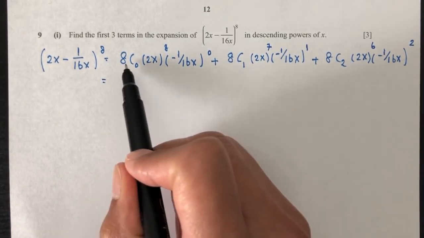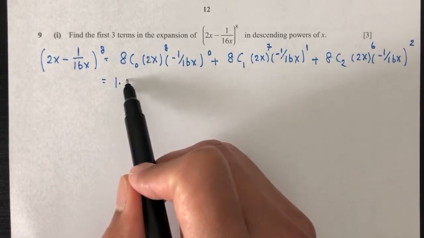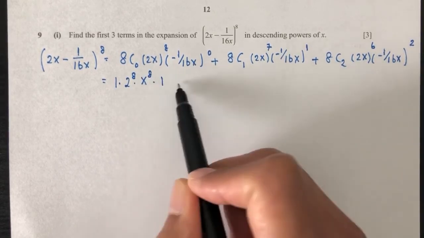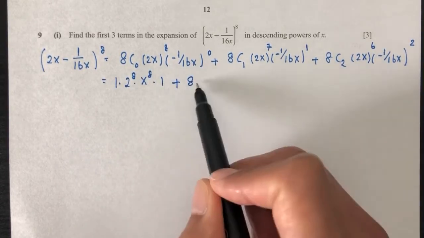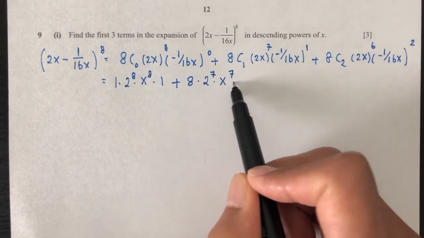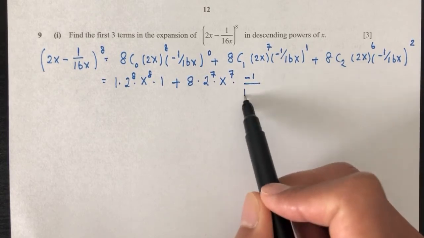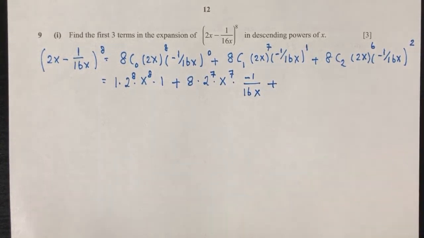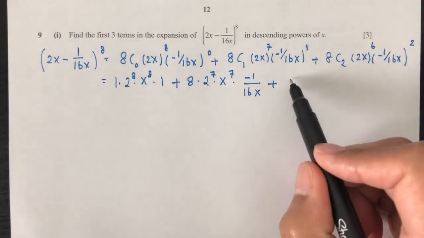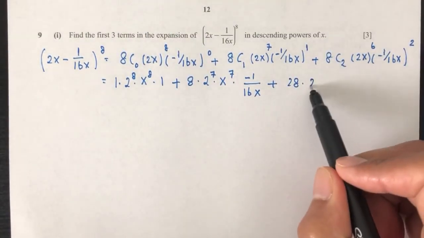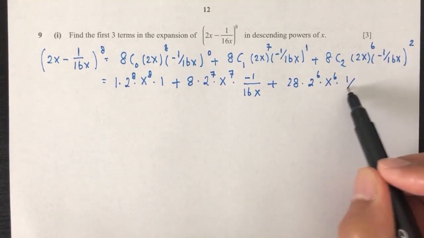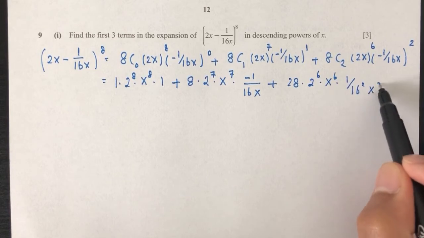So let's simplify. 8 choose 0 is 1, times 2 to the power 8, x to the power 8, times 1, plus 8 choose 1 is 8, that will be 2 to the power 7 times x to the power 7, and then minus 1 over 16x, plus what is 8 choose 2? So 8 choose 2 will be 28, times 2 to the power 6, x to the power 6, times 1 over 16 squared x squared.